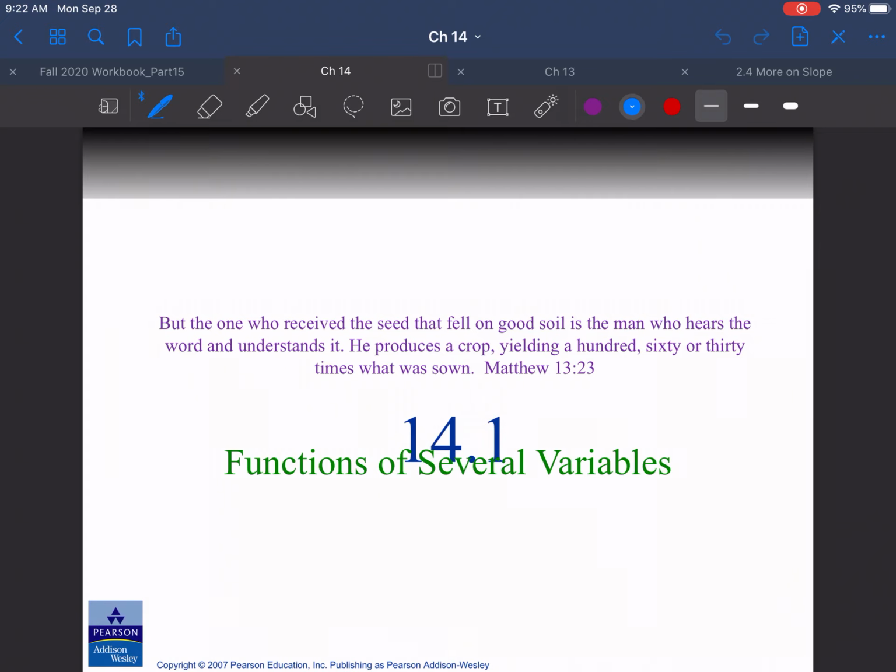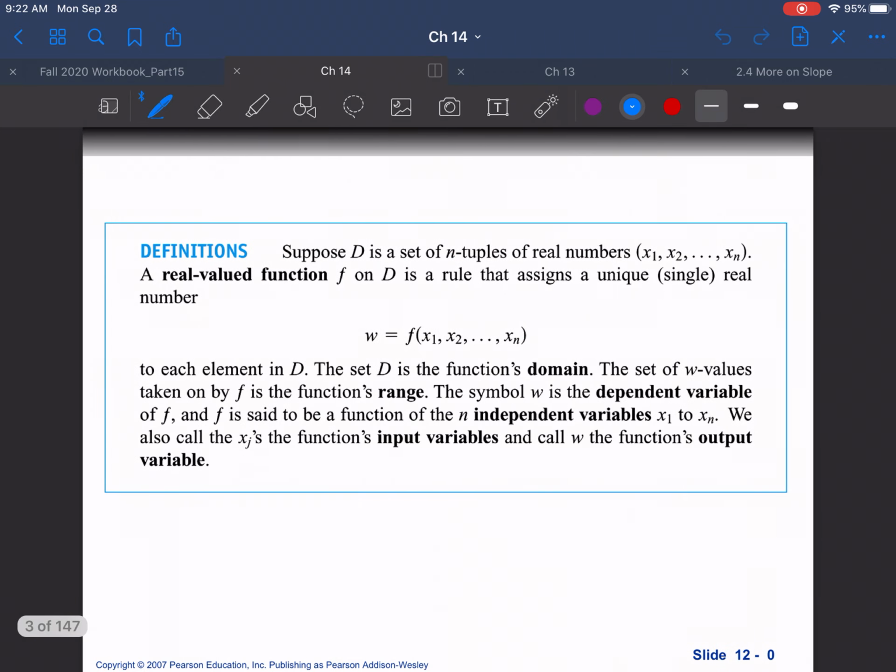Hello everybody, we're going to get started here with section 14.1, functions of several variables. If we look here, I'll start with the definition. Suppose D is a set of n-tuples of real numbers, x1, x2, and so on up through xn. A real valued function f on D is a rule that assigns a unique single real number.